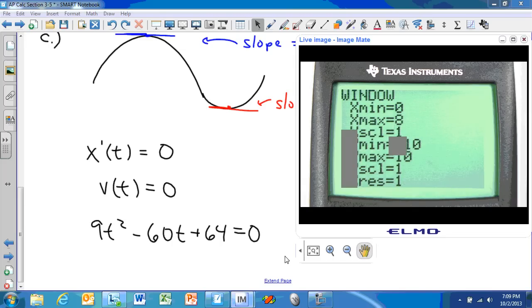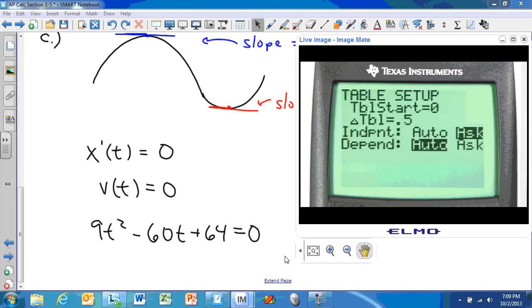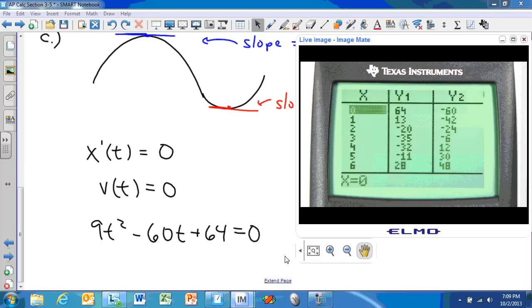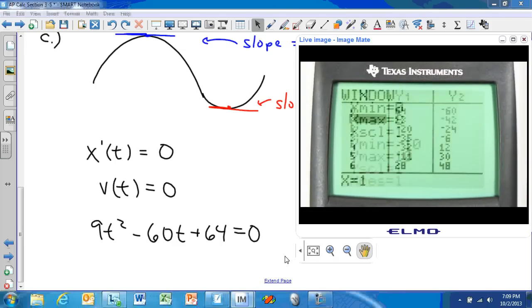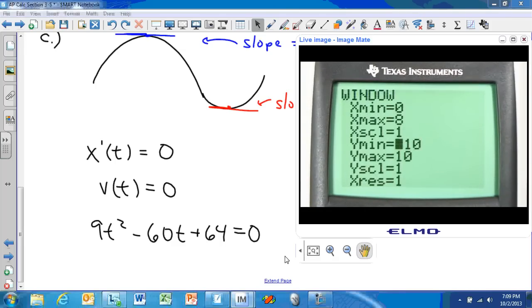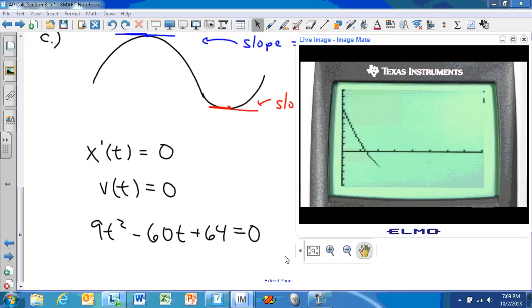And so I'm going to look at a table of values to help me figure out what the corresponding range should be here. So I'll set up my table to start at 0 and increase by 1. And again, y1 is my velocity. So it looks like it starts out at 64, and then it becomes negative for a while, and then it becomes positive, goes all the way back up to 85. So it looks like if I go somewhere from a y value of negative 50 all the way up to somewhere around 90, I'll set my scale to 10. Looks like that should give me a pretty decent sketch of this derivative function.